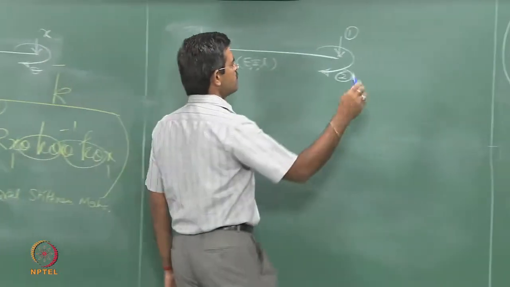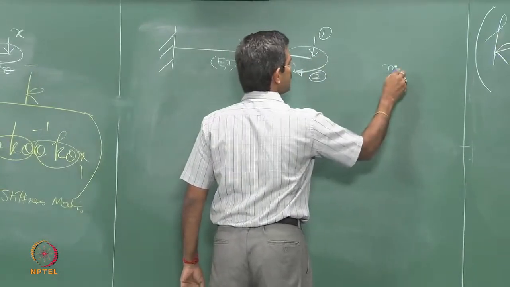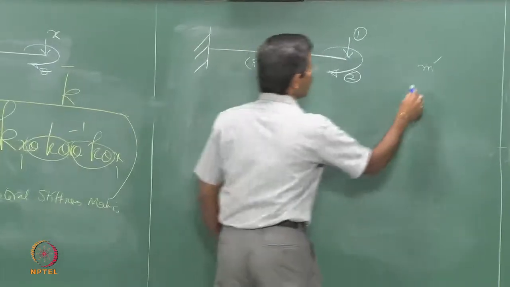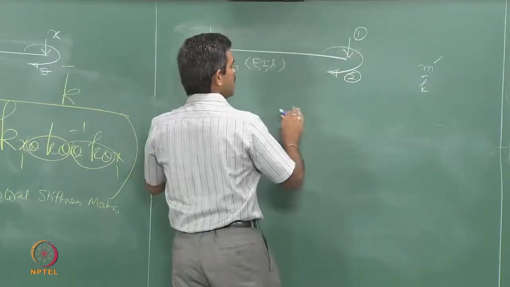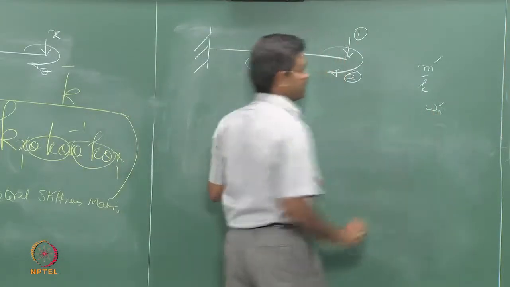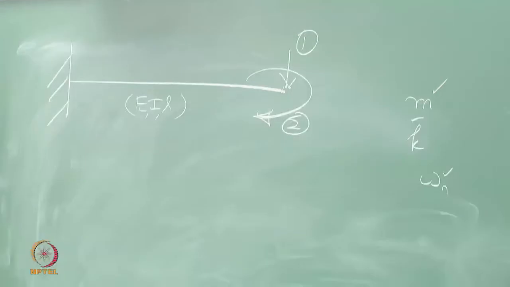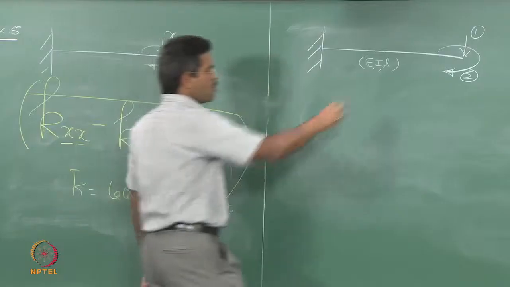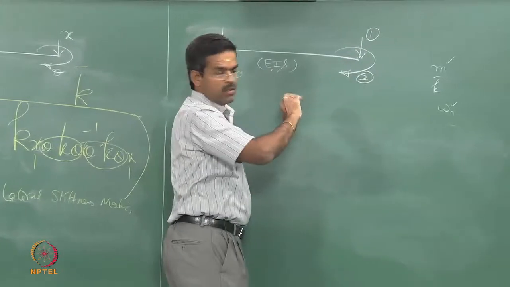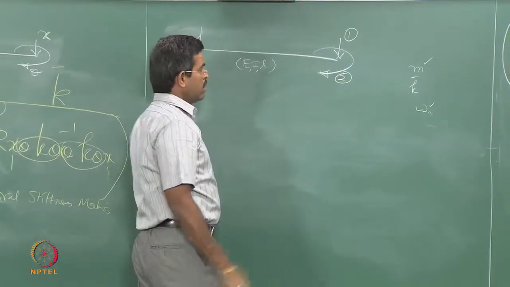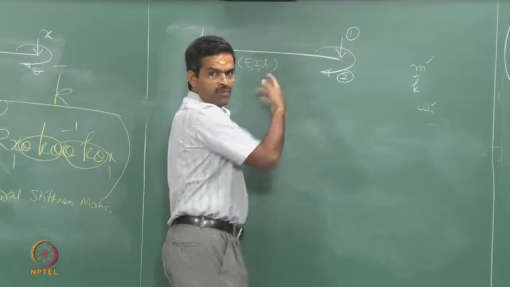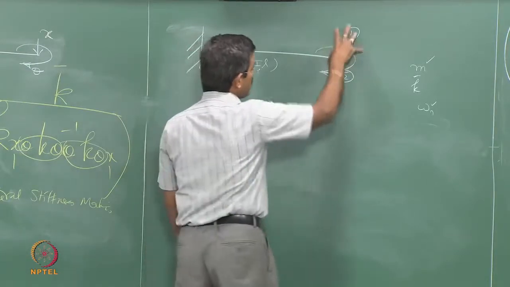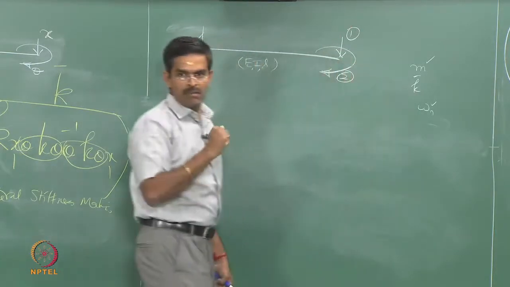Now, I know m of this member at this point. If I know k bar of this member, I can find omega n. That is the whole clue. If 1 alone is acting as a single degree, you can find k. If 2 alone is acting as a single degree, you can find k. But I am converting the 2 degree problem into a single degree by using k equivalent.